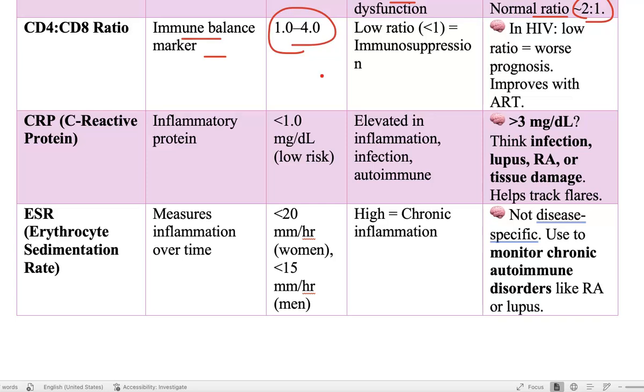But most importantly, how do you interpret your result? When they say something is high or low, do you know what it means? So a low CD4 to CD8 ratio, low is going to be what? Less than 1, and that means what? They are immunosuppressed. The number is low, they are immunosuppressed. So in HIV patients, a low ratio is equal to worse prognosis. It's going to only improve with ART.